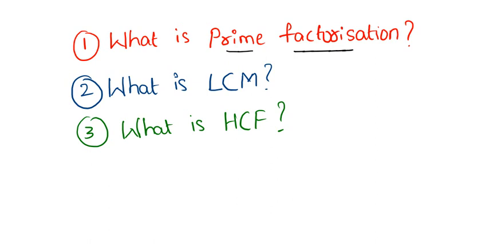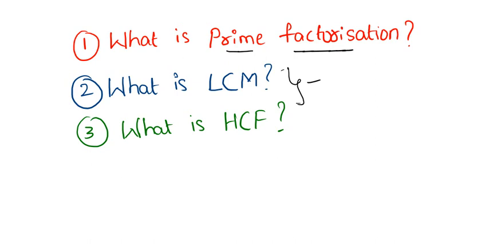LCM is the least common multiple, HCF is the highest common factor. There is a small difference between these two, and they are mostly related to each other in the calculation part. Their relation is another option to find the given numbers, and there are different ways to find them. First of all, we discuss what is prime factorization.